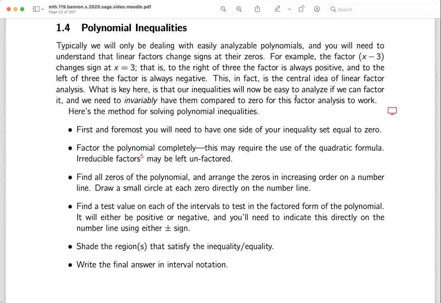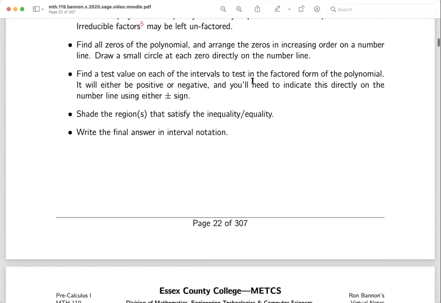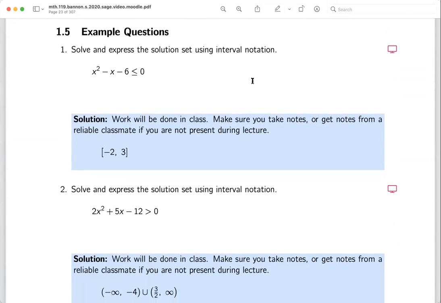Okay, now we're on the polynomial inequality. And this is new, something you have not done in Math 100 at Essex County College. All right, so I want to, again, claim to you that the problems that we give you, there's solutions here in the blue area, and there's also videos over here if you want to watch those.